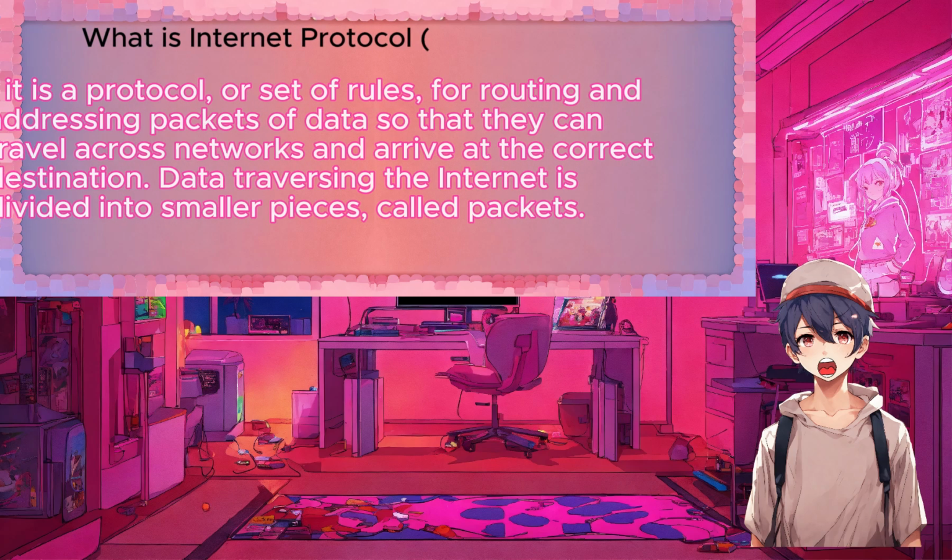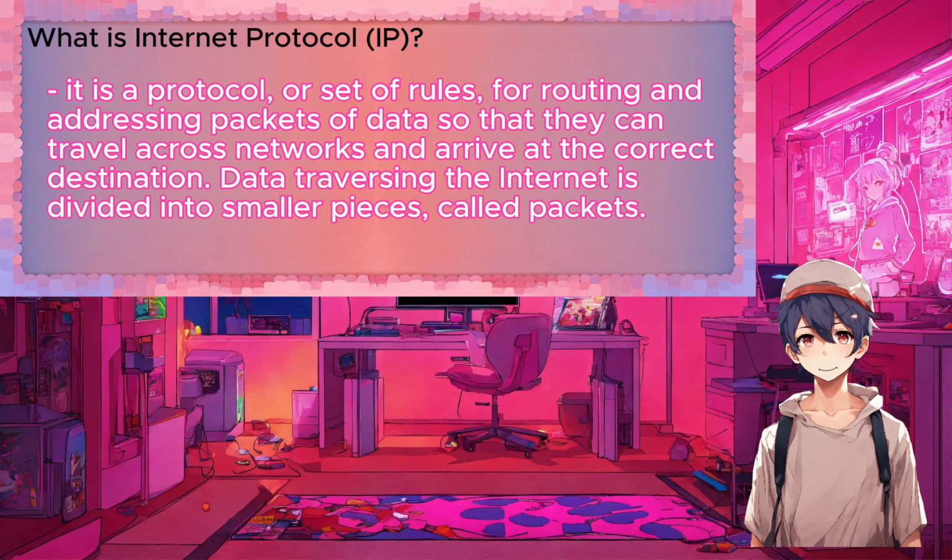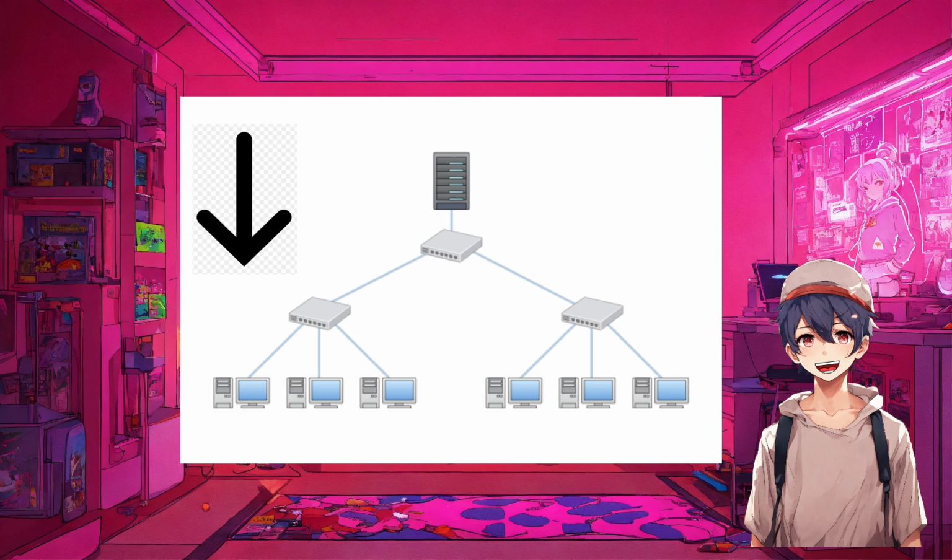First, what is Internet Protocol? It is a protocol or set of rules for routing and addressing packets of data so that they can travel across networks and arrive at the correct destination. Data traversing the Internet is divided into smaller pieces, called packets.